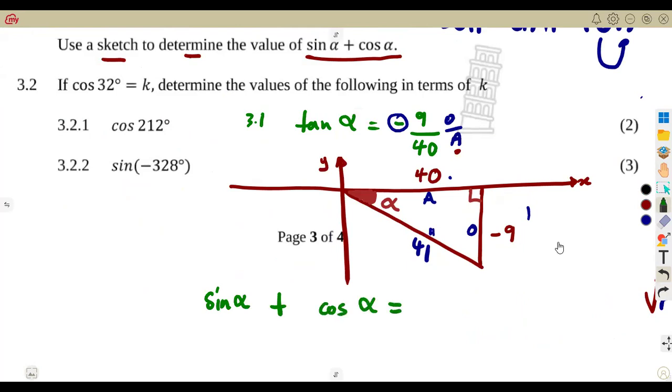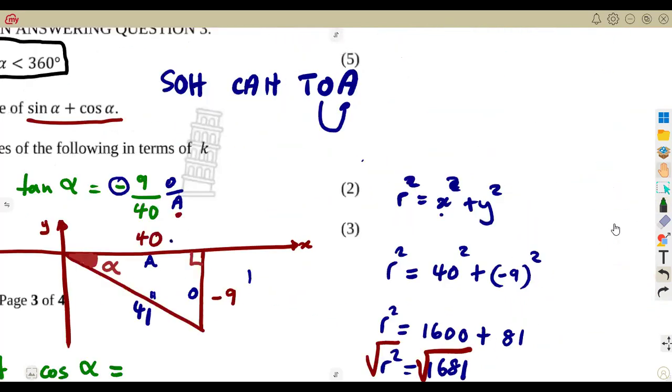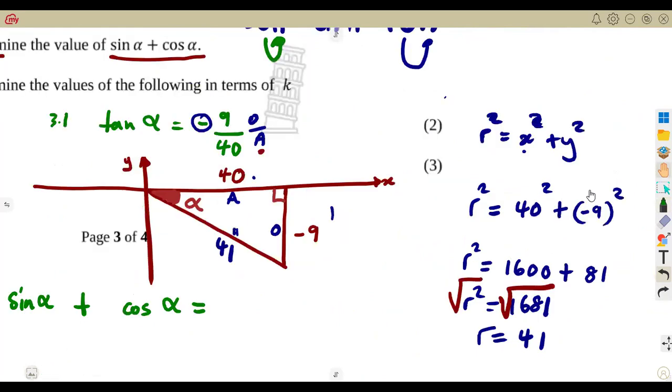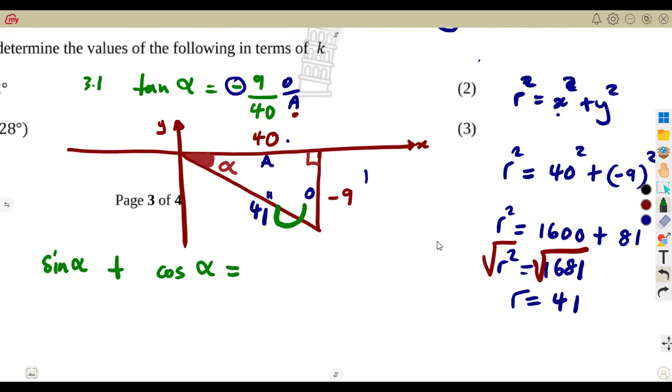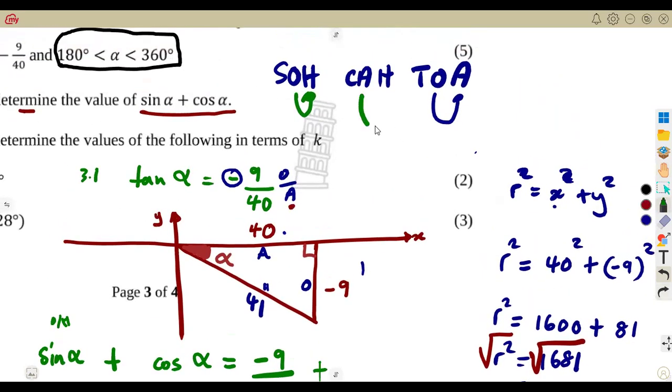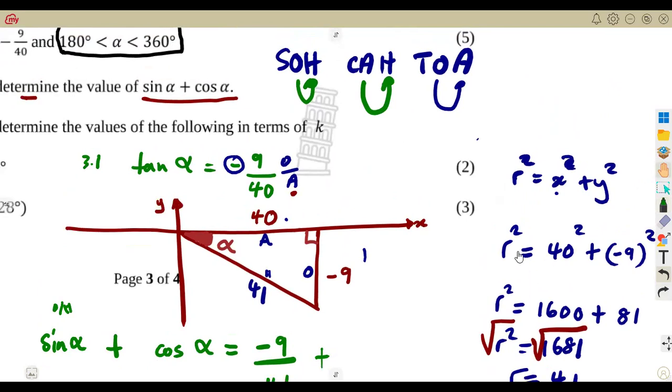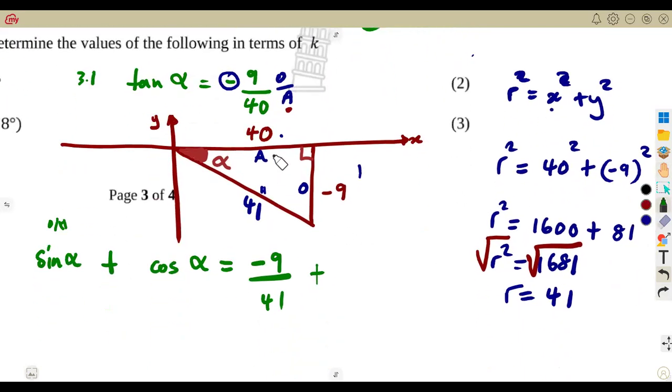So sine alpha, as we have this one from our SOHCAHTOA, guys, sine is opposite over hypotenuse. So according to this, our opposite is what? -9 over the hypotenuse, which is 41, plus our cos. What is the cos of alpha? The cos of alpha is adjacent over the hypotenuse. So according to our diagram, what is the adjacent? 40 over the hypotenuse, which is 41.